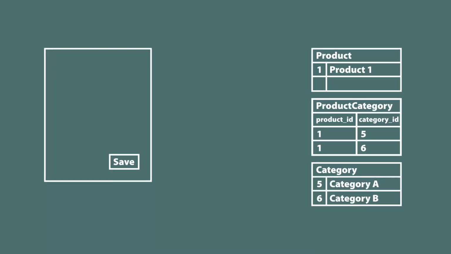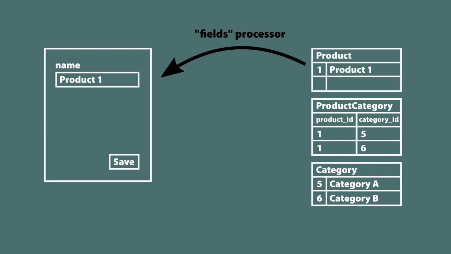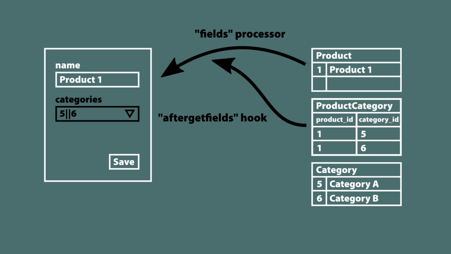Here is a short preview of what we are going to implement. When we get the data from the product table for the update window, we are missing the field for the categories. So in the afterGetFields hook, we query the data from the product category table. For this data we define a temporary field called categories. The format is a list of IDs, separated by double pipes, so that it works correctly with the TV type list box multiple.